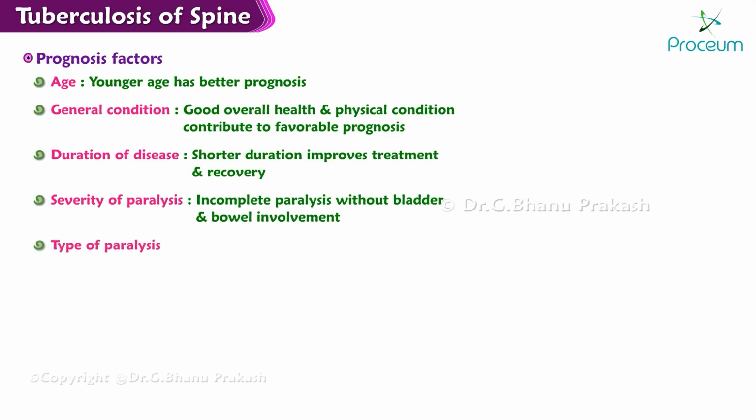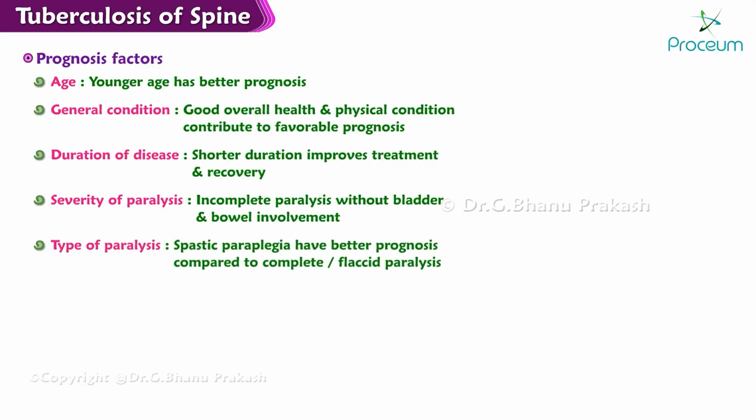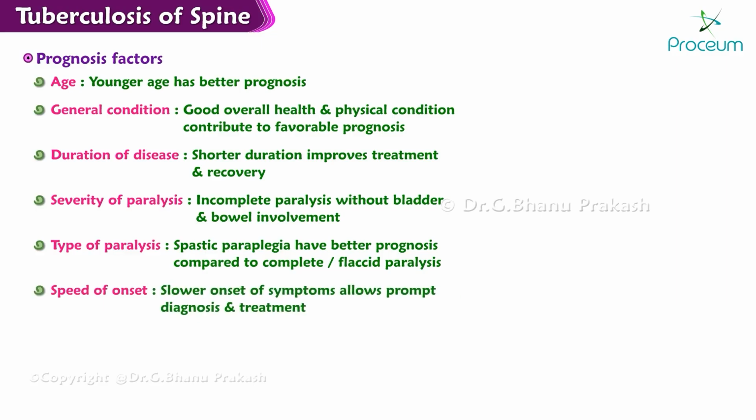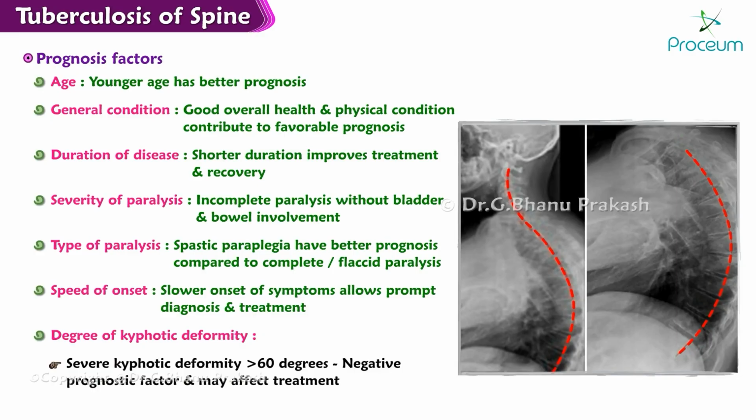Type of paralysis. Certain types of paralysis, such as spastic paraplegia, may have a better prognosis compared to complete or flaccid paralysis. Speed of onset. Slower onset of symptoms allows for prompt diagnosis and treatment, which can improve the prognosis. Degree of kyphotic deformity. Severe kyphotic deformity, particularly exceeding 60 degrees, is a negative prognostic factor and may affect the overall outcome of treatment.